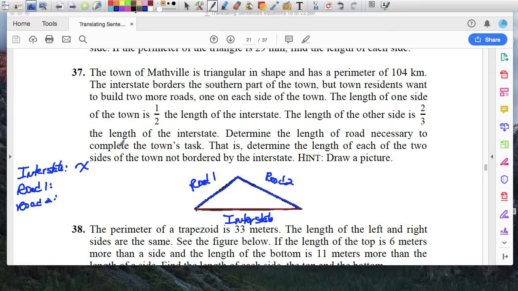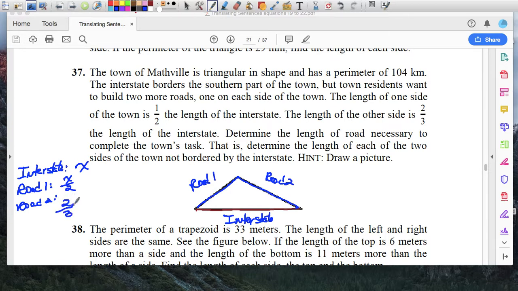The LCM of the denominators. If you look at all the denominators, this is b over 1, this is b over 1, and the LCM is 6. So the LCM of all my denominators is 6. So I can multiply this by 6, multiply this by 6, and I'm going to multiply the last one by 6.